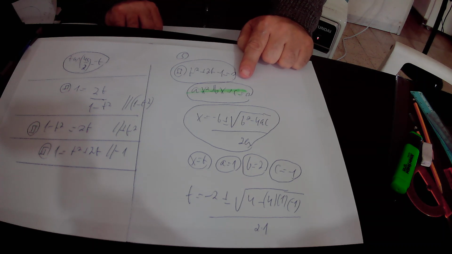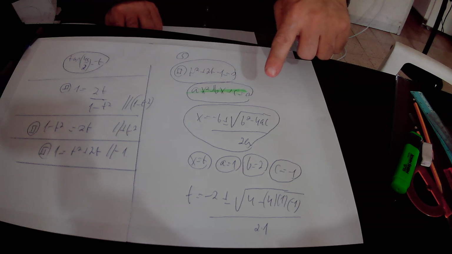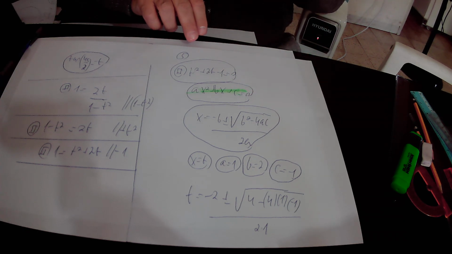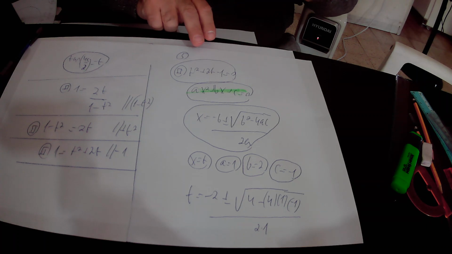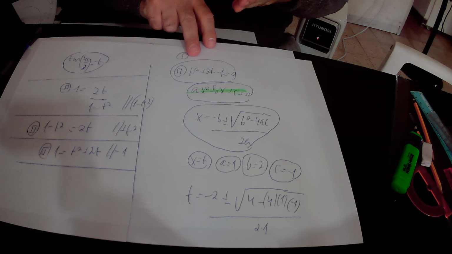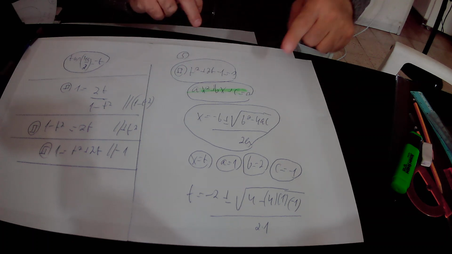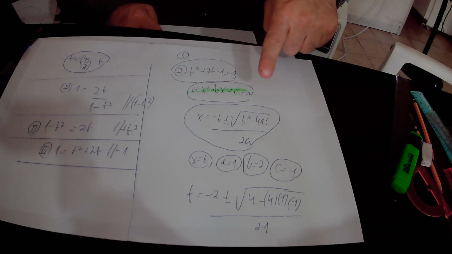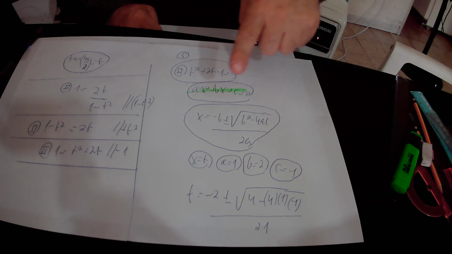We find the value of x according to the following formula: x equals minus b plus minus square root of b squared minus 4ac, over 2a. In our specific quadratic equation, t squared plus 2t minus 1 equals 0, the coefficient a equals 1, the coefficient b equals 2, and the coefficient c equals minus 1. The variable that we are looking for is t, so x equals t. Then we put the data inside this formula in order to find the value of t.